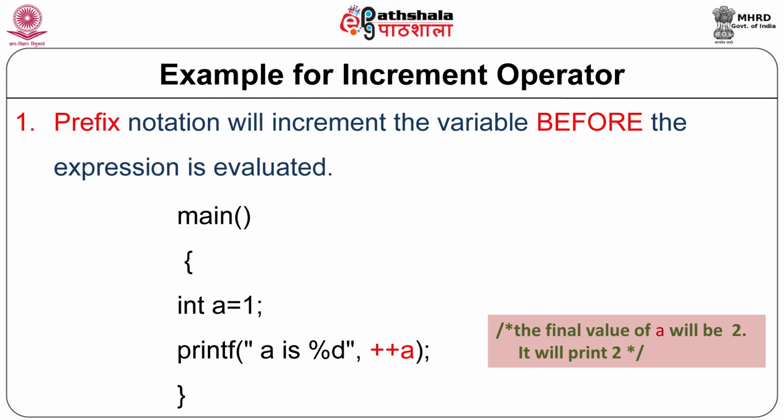The final value of a will be 2, it will print 2, because your value of a is 1 and that value of a variable is already incremented before execution of that printf statement. Therefore, final value of this program will be 2.